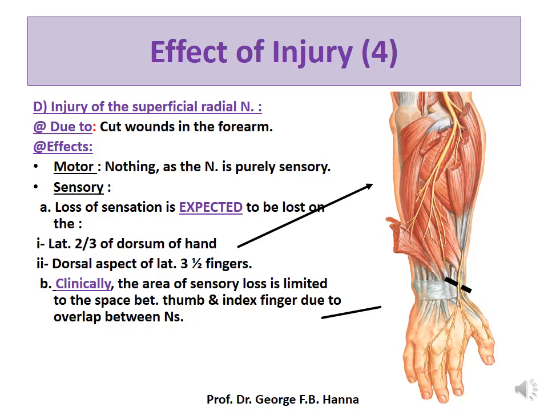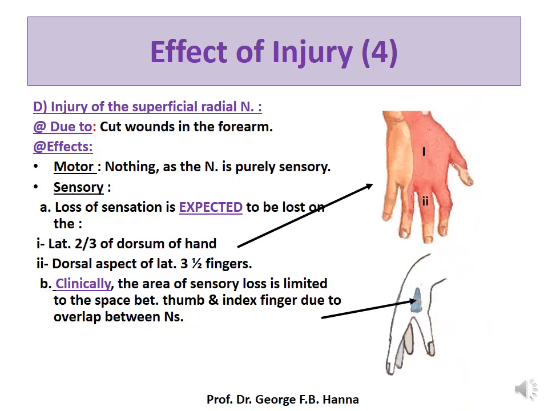Again, loss of sensation is expected on the lateral 2/3 of the dorsum of the hand and the dorsal aspect of the lateral 3.5 fingers, but actually clinically the area of sensory loss is limited to the space between the thumb and the index finger due to overlap between the cutaneous nerves, as the lower diagram shows.